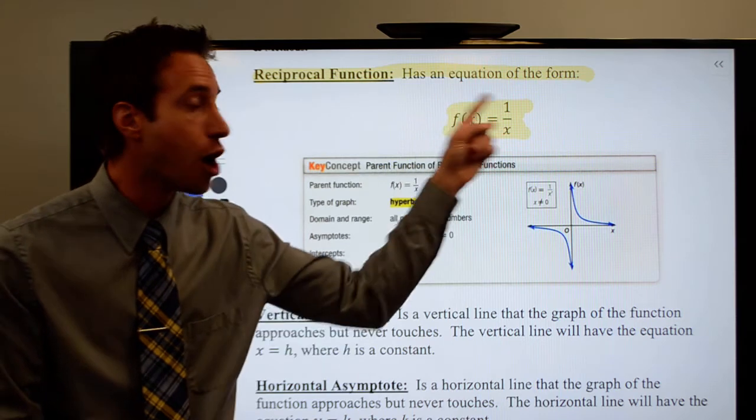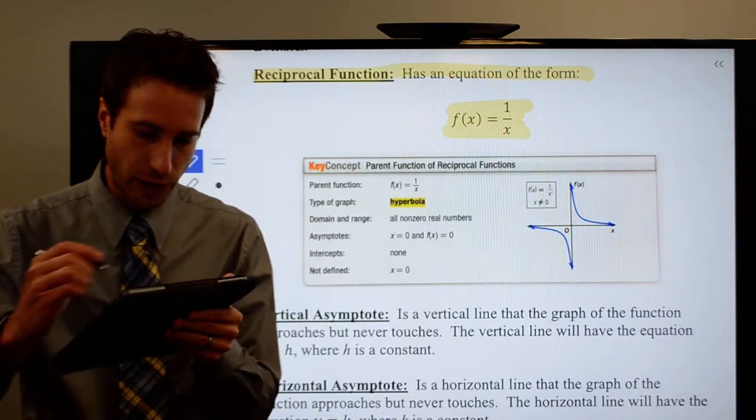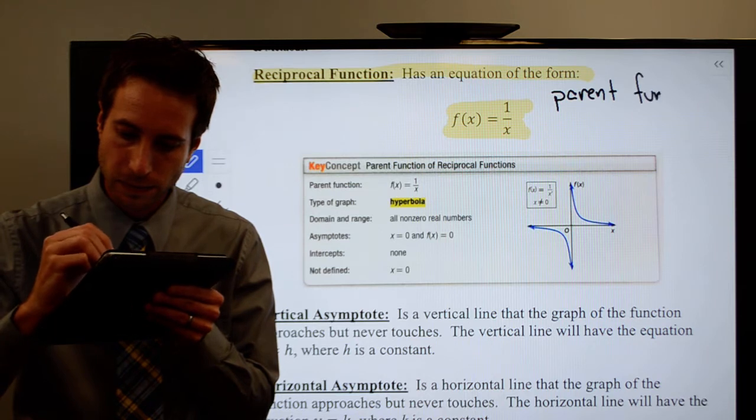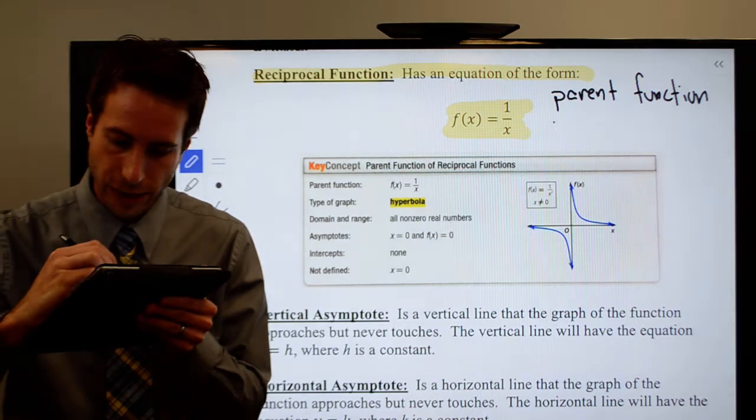So this is with no transformations, all right? In this guy, let me make a couple quick notes for you here. This is the parent function. This is with no transformations.